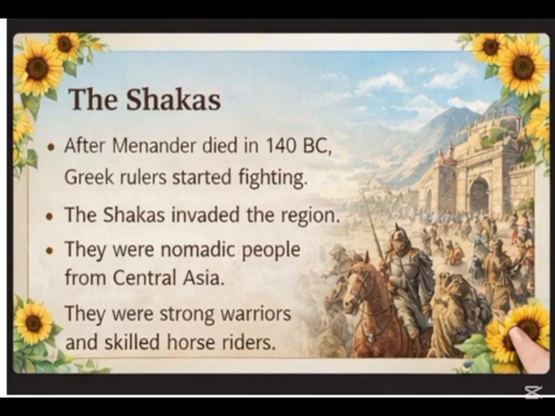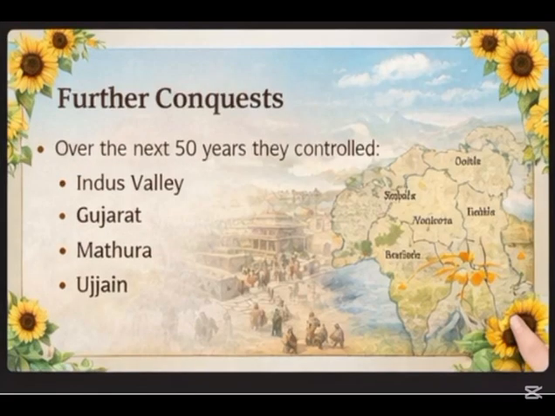So it was easy for them to invade, and during the fighting among the Greek rulers, they took the chance to rule Gandhara. Over the next 50 years they controlled the Indus Valley, Gujarat, Mathura and Ujjain after the ending of the Bactrian rule.